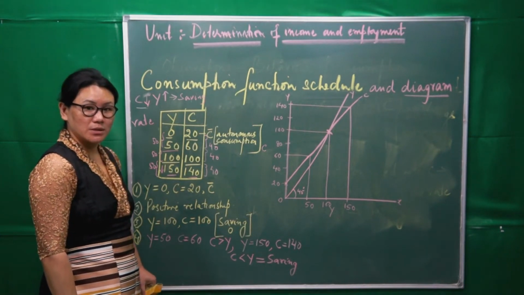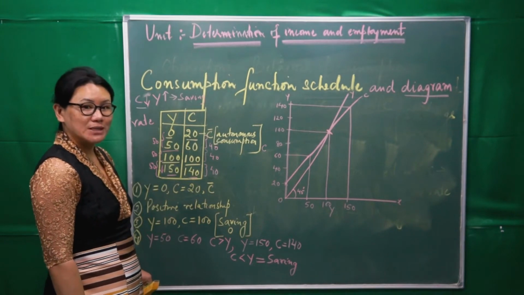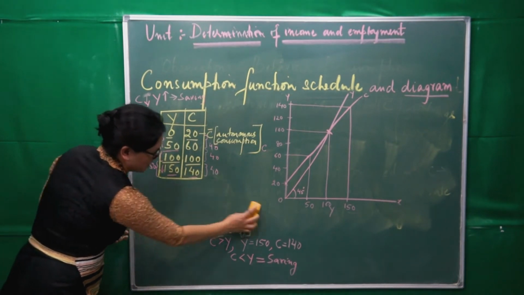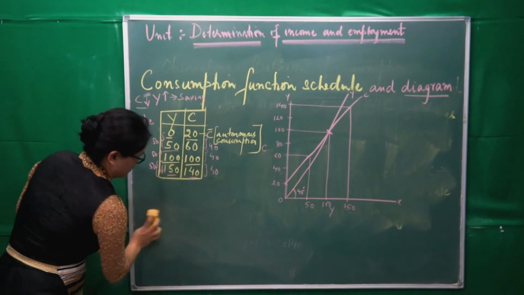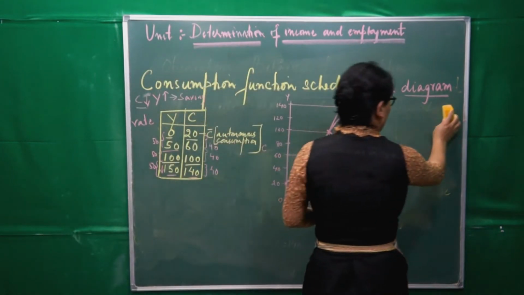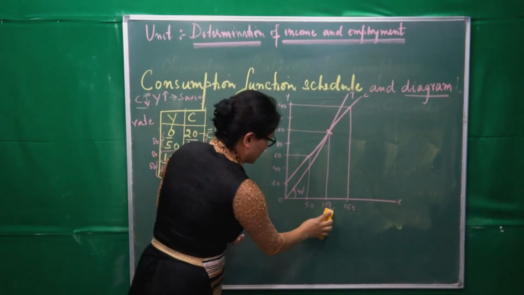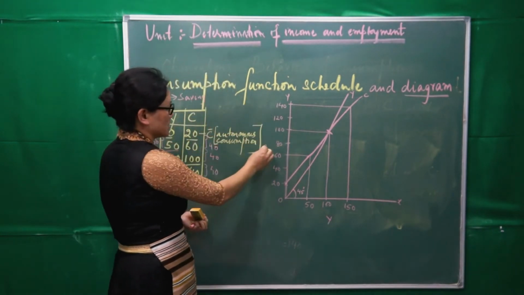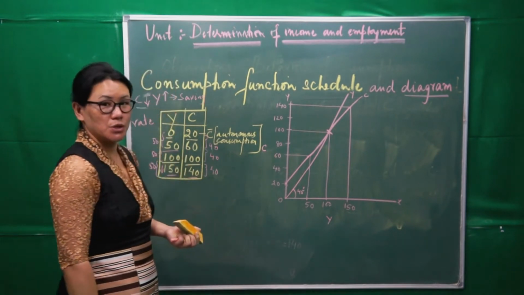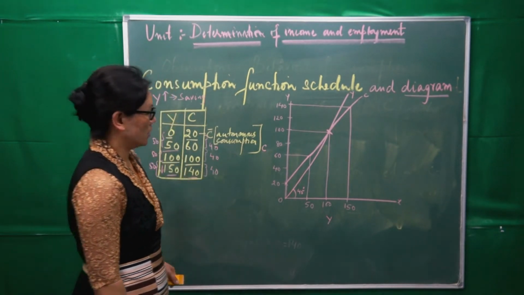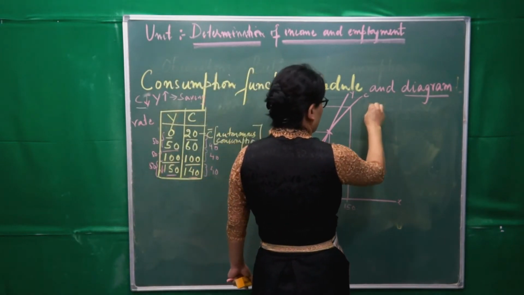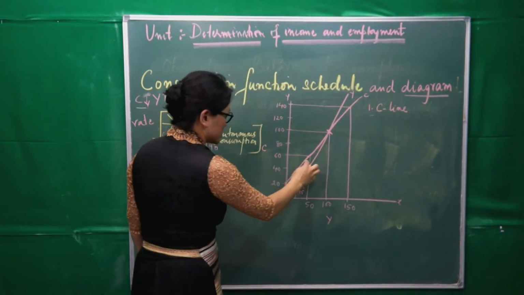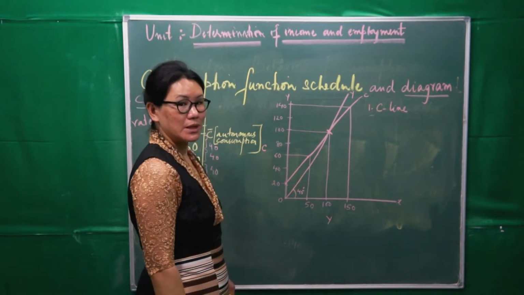Now let us see what is this. Okay, we need to go for the description of this diagram. So, the first description. On the x-axis, we have taken Y, and on the y-axis consumption is shown. All right? Now, C line. So we can say this is the consumption line. All right. So C line, consumption line.